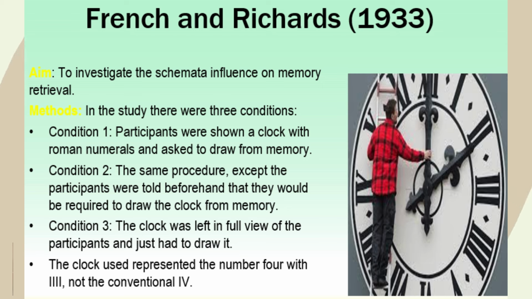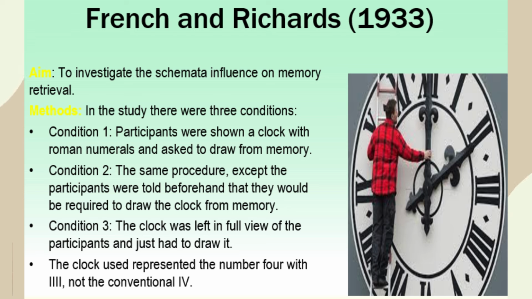Condition 1, participants were shown a clock with Roman numerals and asked to draw it from memory. Condition 2, the same procedure except the participants were told beforehand that they would be required to draw the clock from memory. Condition 3, the clock was left in full view of the participants and they just had to draw it. The clock used represented the number 4 with 4 lines rather than the conventional IV.